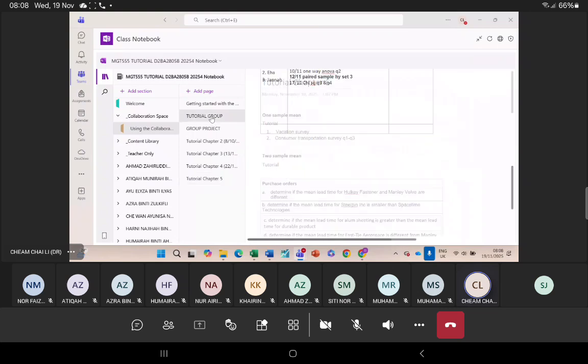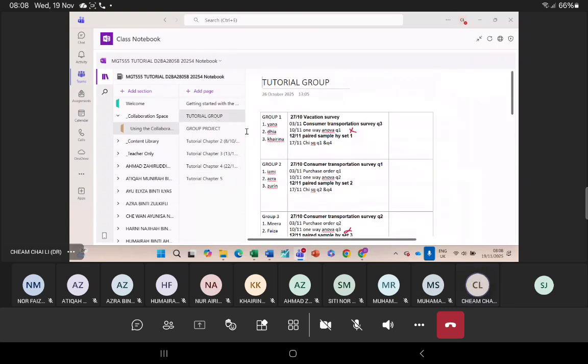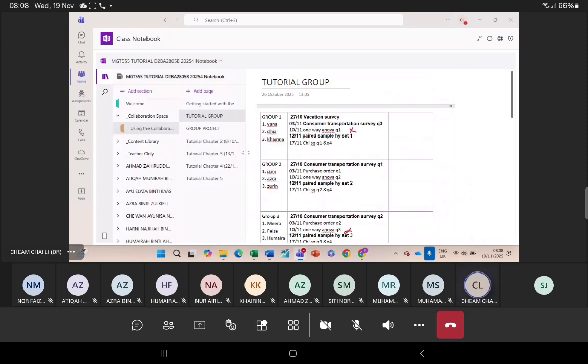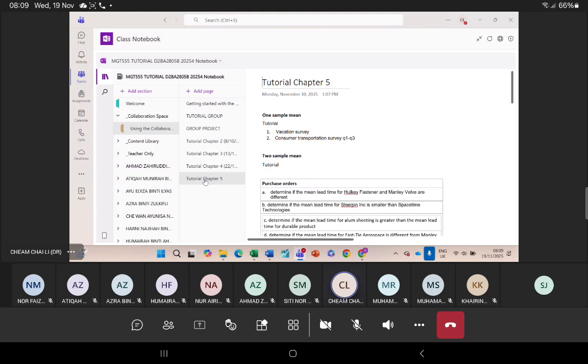And then for the tutorial, look at the first group. First group. The first group, Yana, Dia, and Karina, for the answer on PET sample. So I refer to Nik Maliana.